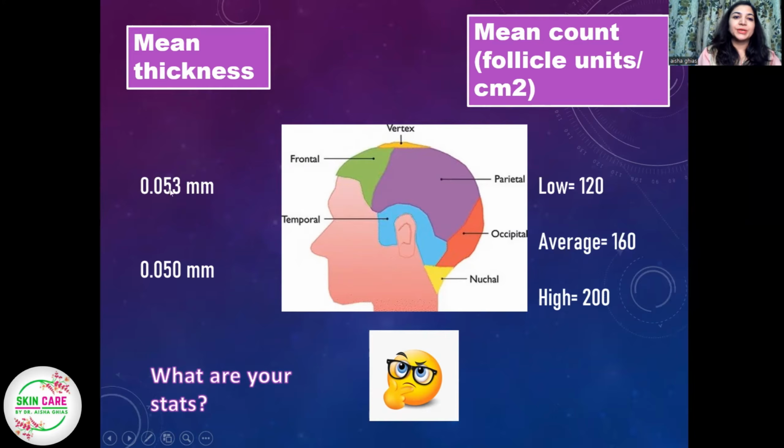And 0.053 is the mean thickness of the hair that your scalp is having, and 0.050 millimeter is the thickness of the hair in the occipital area, and 0.053 millimeter is the thickness of hair on the vertex. So these stats have been derived from international studies, and we are working on it at our level in our population so that we can come up with our own stats.